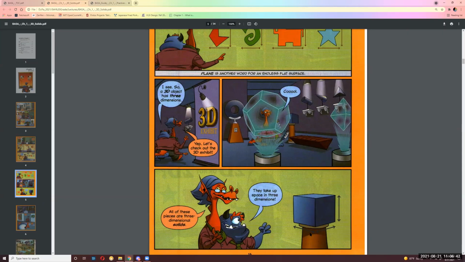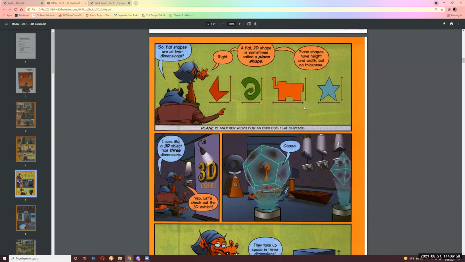Yep. And so now we have, instead of just the plane, which is the width and height, we also have thickness. And yeah, shadows can be an example of 2D because they're projected onto a flat surface, so they only have width and height, just like these flat surfaces.